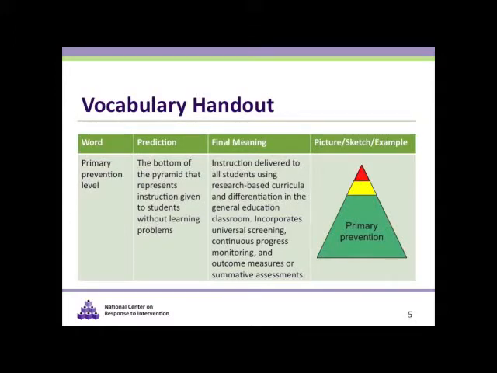You can see how, in this example, I was able to clarify the meaning of primary prevention level after watching the webinar. If you have not already made predictions for the key terms of this webinar, please go ahead and pause the webinar so that you can do so now. Press play when you are ready to continue.